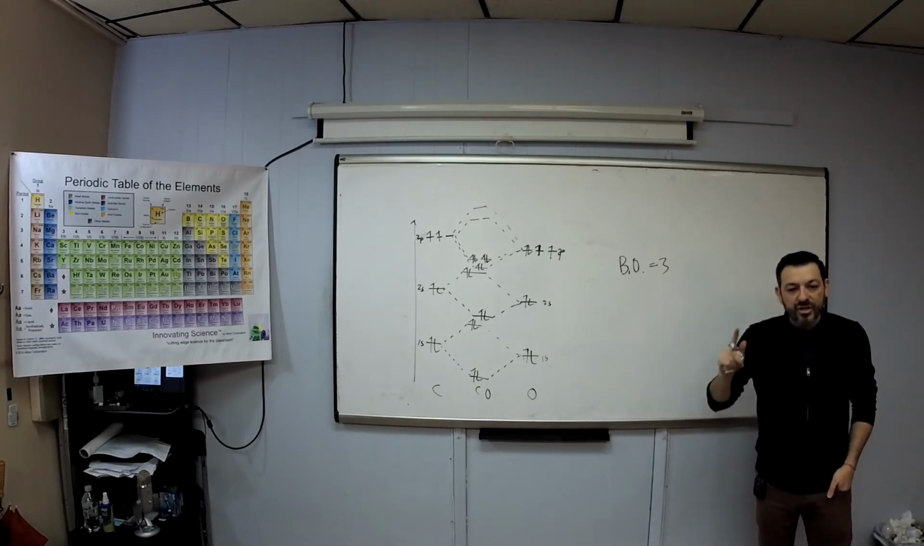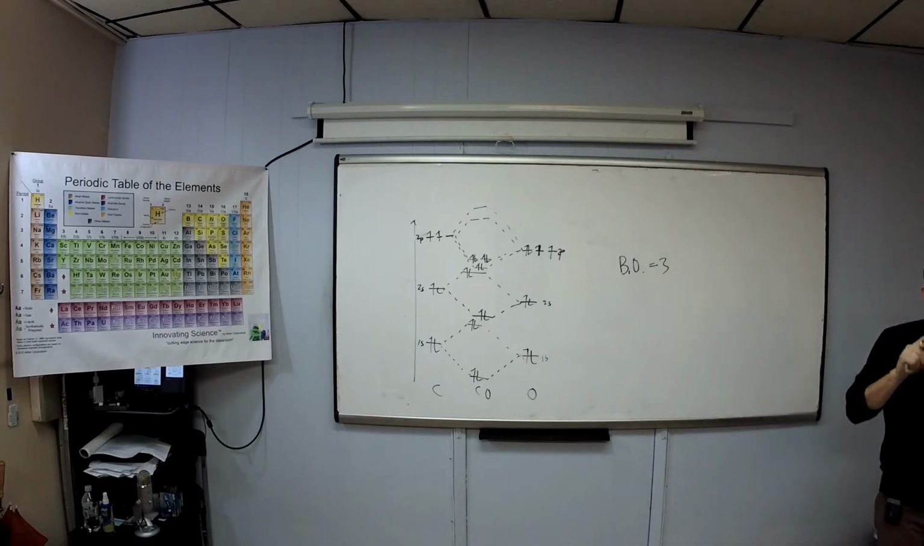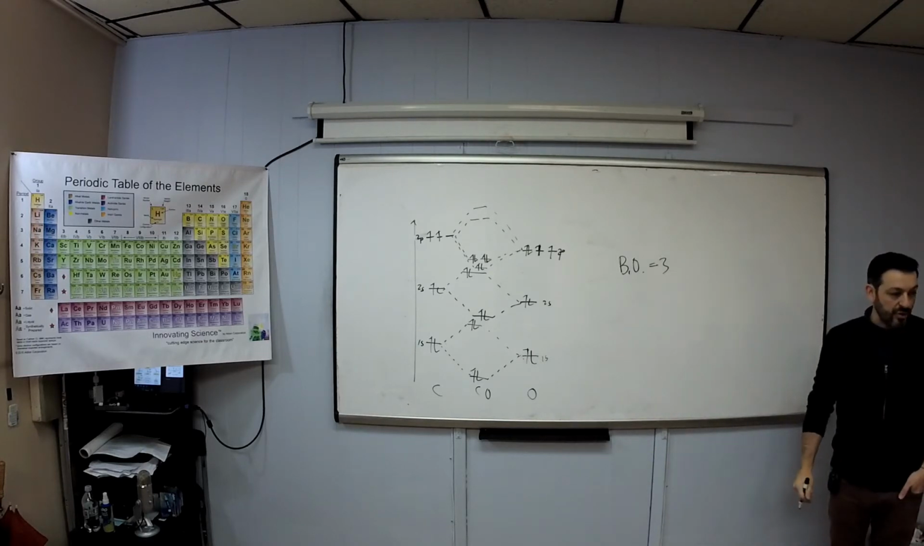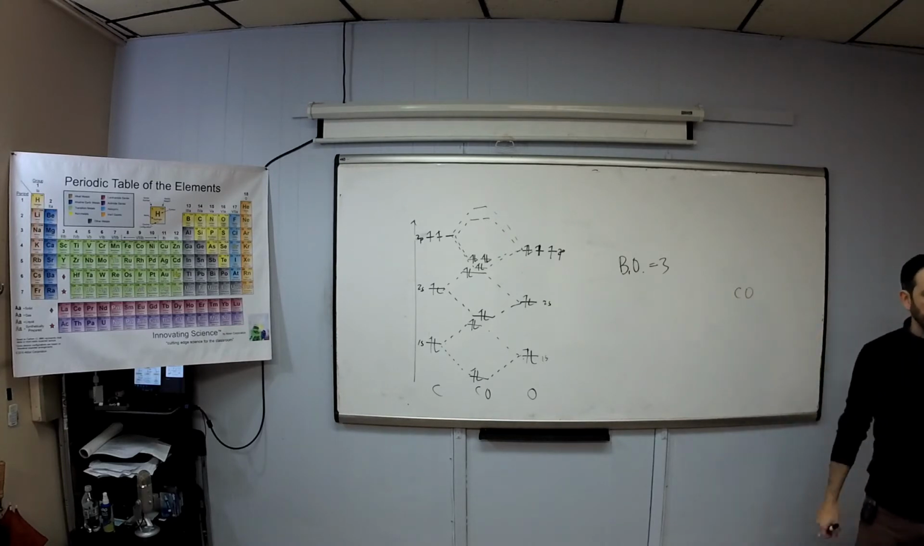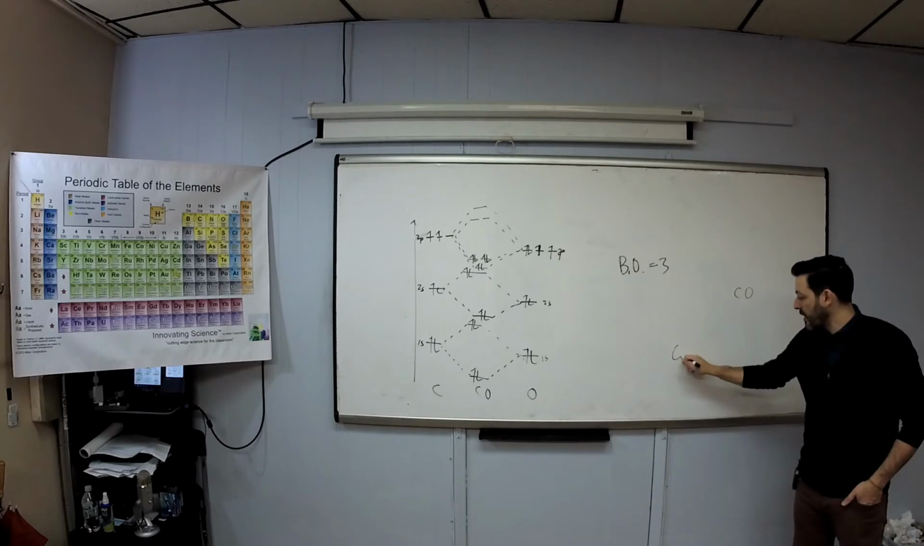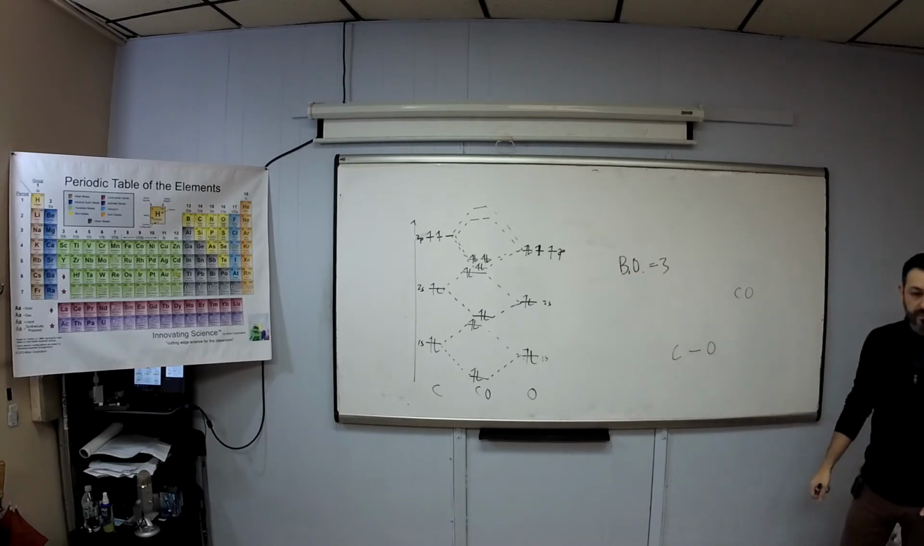The bond order here should match the bond order you get from the Lewis structure if you draw a proper Lewis structure. If we draw a proper Lewis structure of carbon monoxide, how do we do it? You draw the letter C, you draw the letter O.